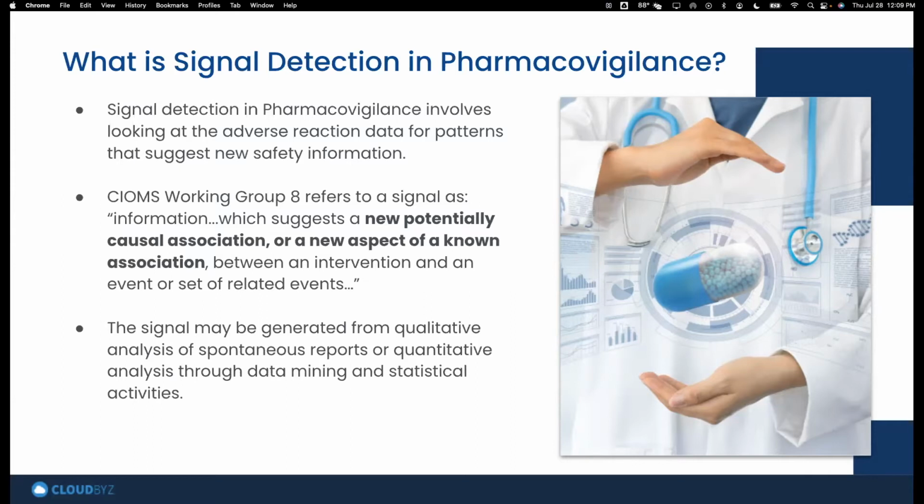Another example can be that the adverse event is not new. It was captured at the clinical trial level or in the safety data. We knew that this was a possibility, but it's happening in greater frequency.